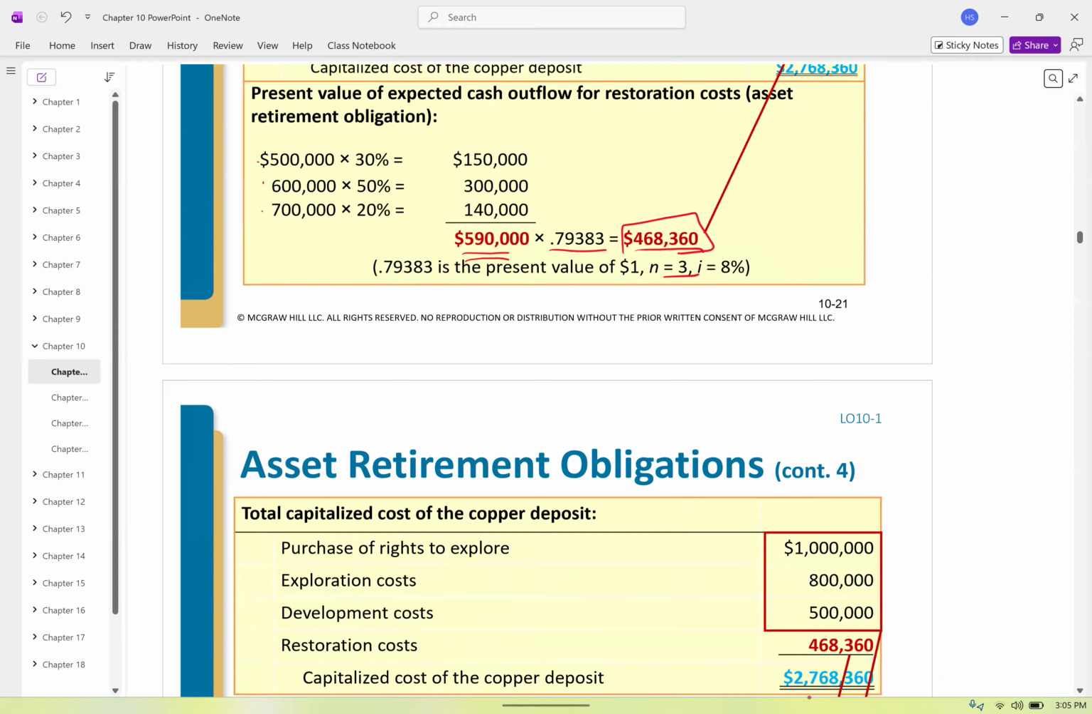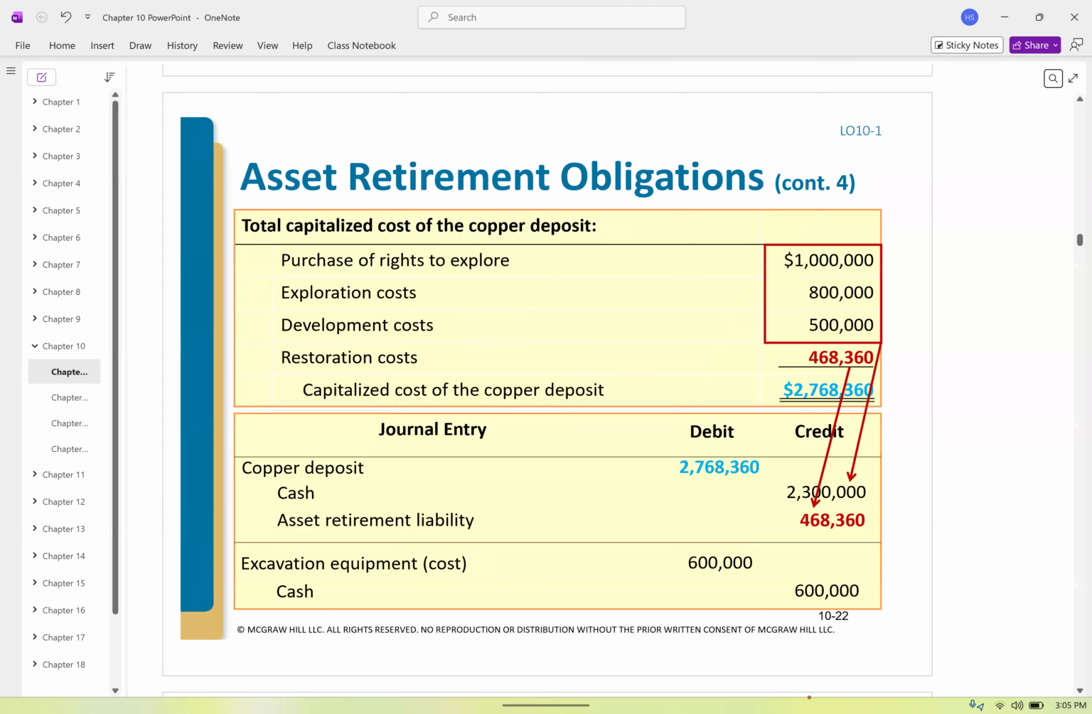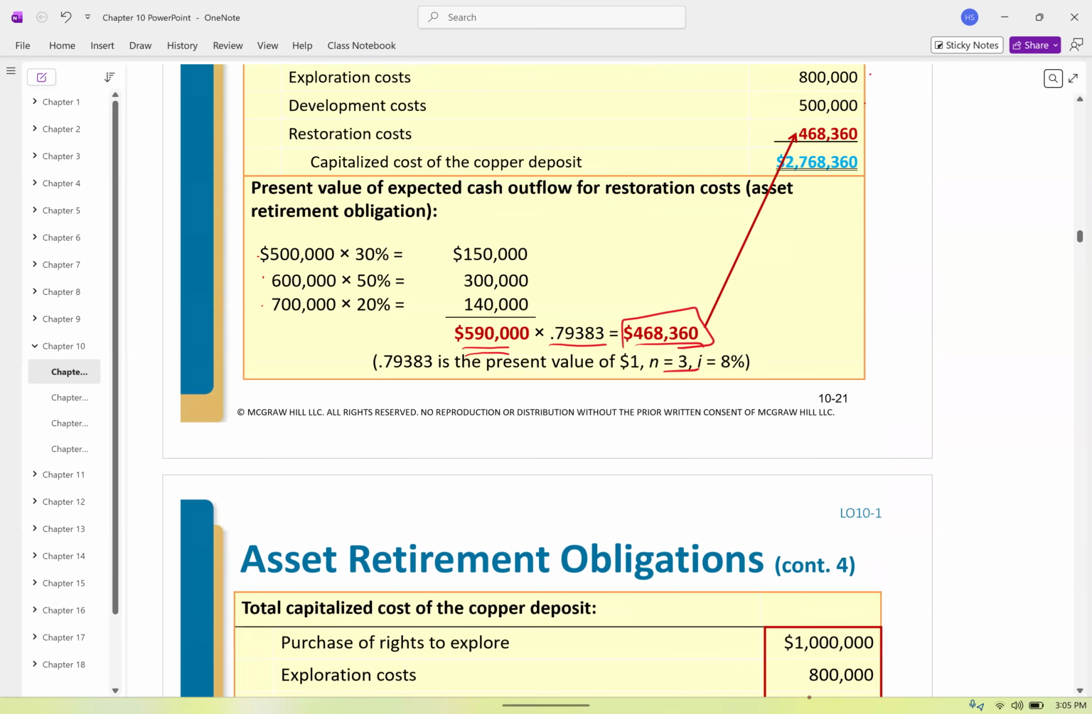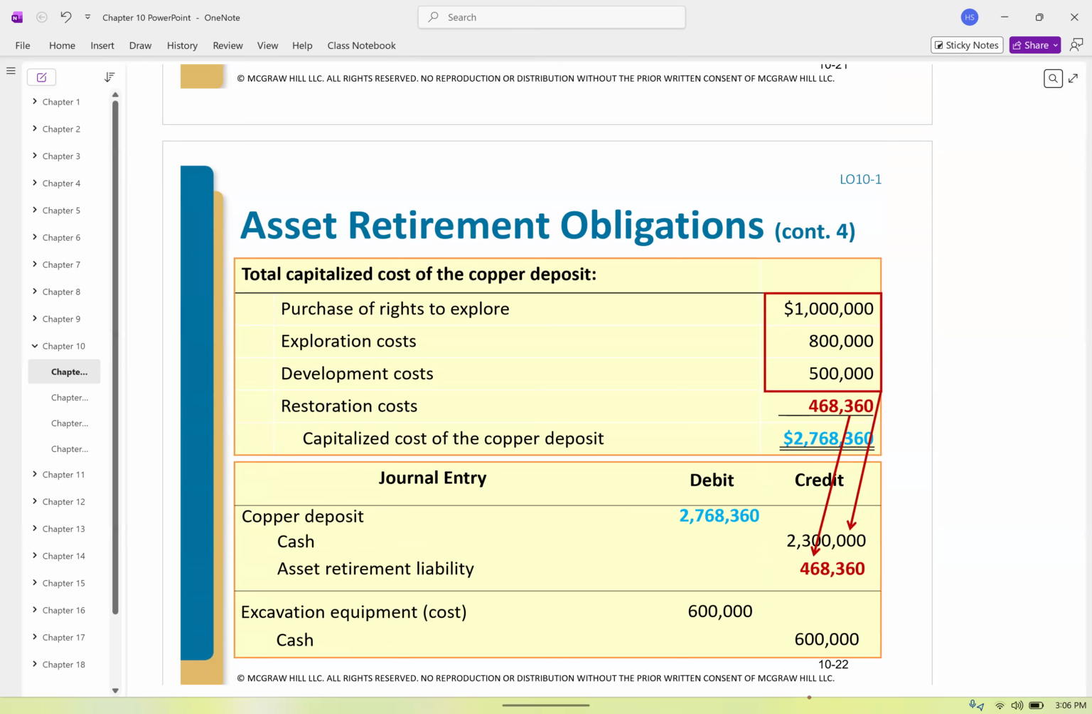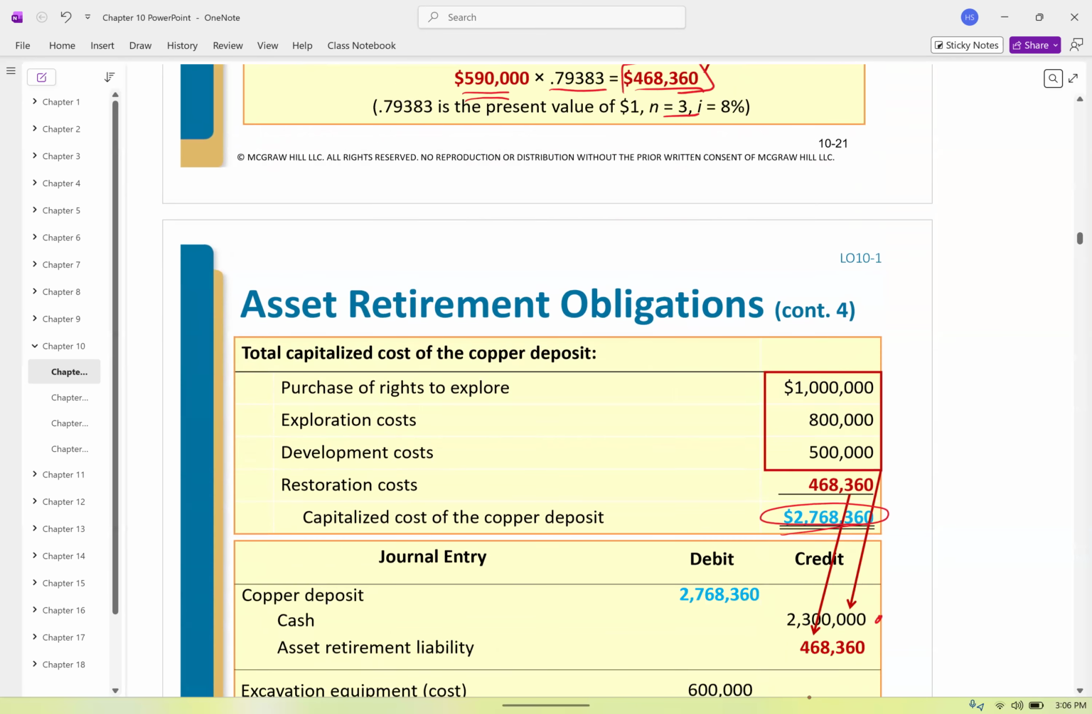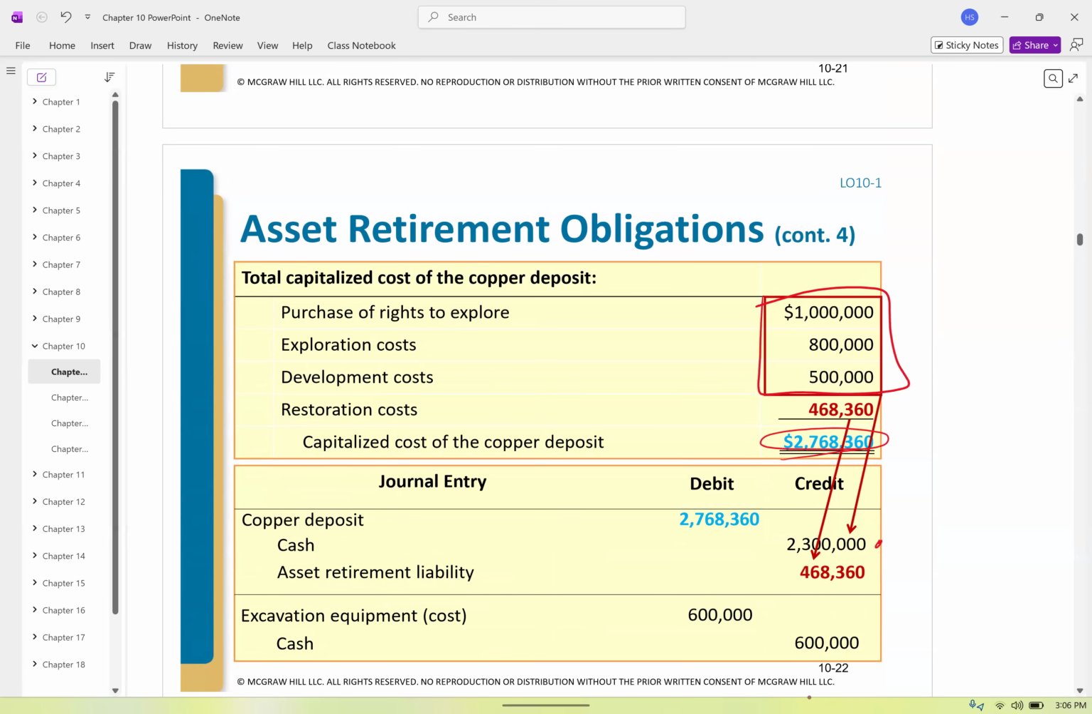Okay, so the difference between the two is what they call accretion. Accretion is kind of like interest expense, but it's gradually expensed over the time period. So that's where the 498,360 came from. And then our total cost to be capitalized is that big number right there. So they're going to have an asset of copper deposit of 2,768,360. The cash spent was 2.3 million. We added those three up. We've already paid for those. We have not paid for the restoration cost.